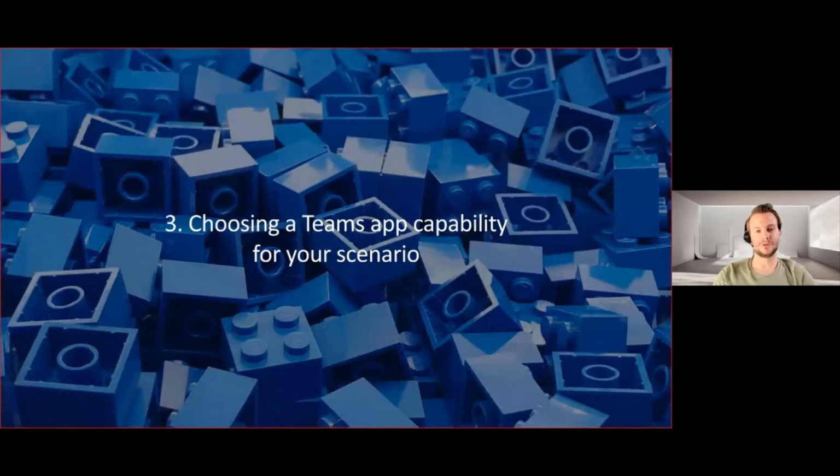So in step 3, you decided that building the application definitely needs to happen. So now you need to choose a Teams app capability for your scenario. Looking at the Teams app capabilities, we'll start with a tab. A tab is a canvas to host your UI. So it's basically a big blank space that you can fill with data and context information. It's a website that's hosted right inside Teams.